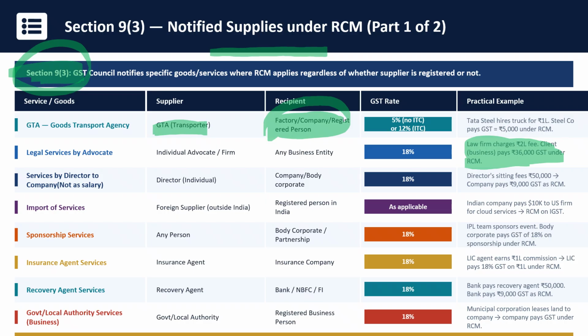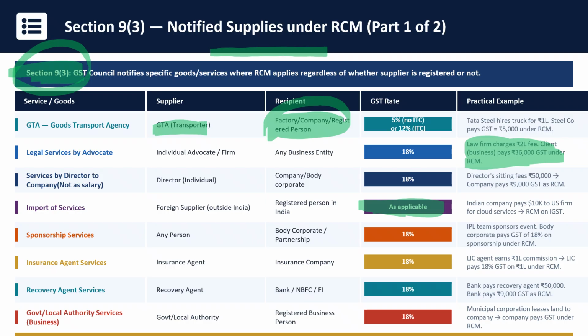Generally, if you import any goods or services from outside India, for the services you are receiving, the registered person in India should pay as per RCM under the applicable rates. So the rates depend on which service you are importing.